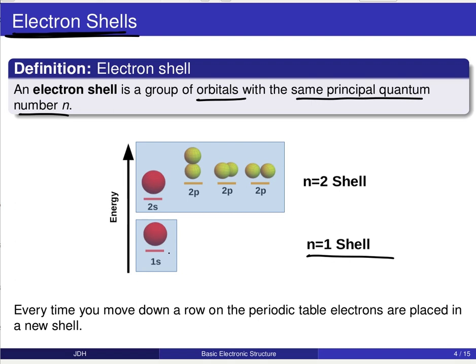So that's a lonely shell. But when you move to n equals 2, then you have the opportunity to have both s and p orbitals. And so all of the 2s and 2p orbitals collectively form the n equals 2 shell. And so on and so forth as you move to higher and higher energy orbitals. So every time you move down a row on the periodic table, electrons are being placed in a new shell.